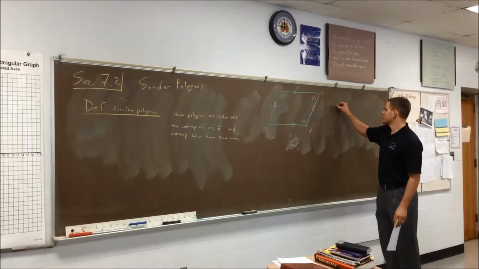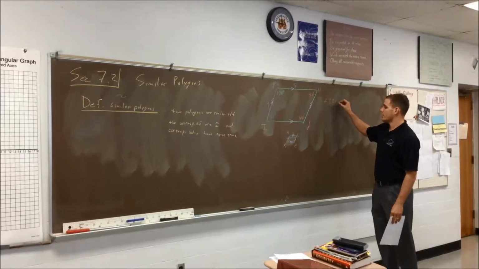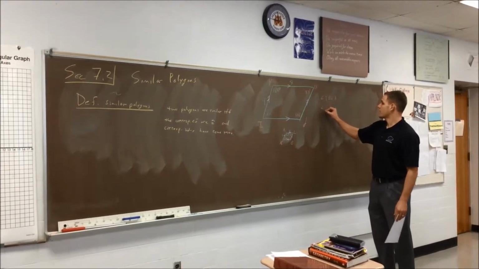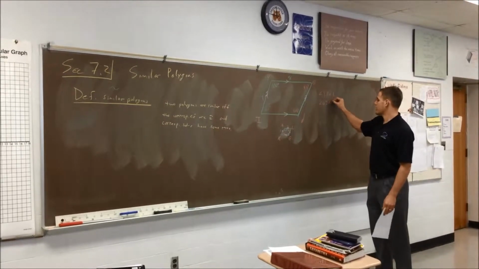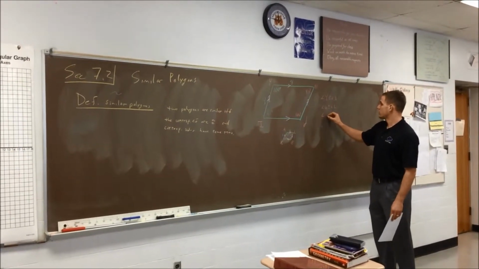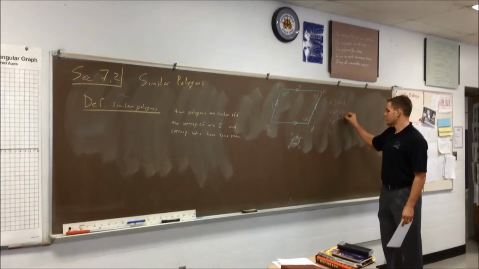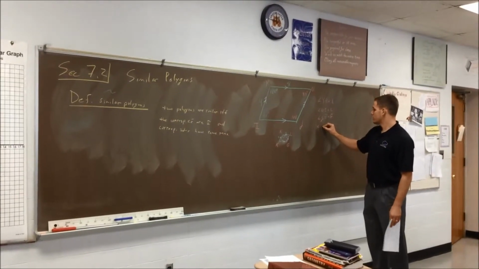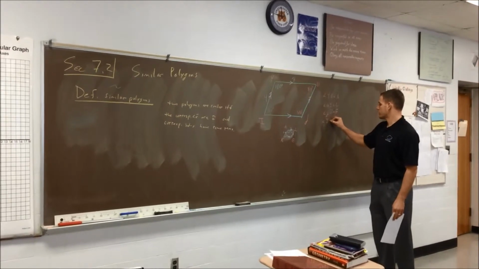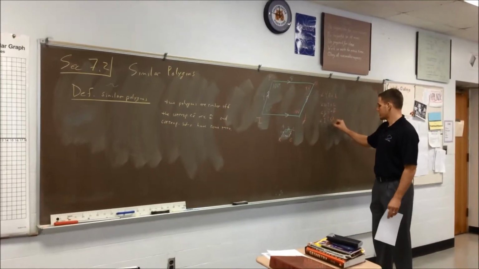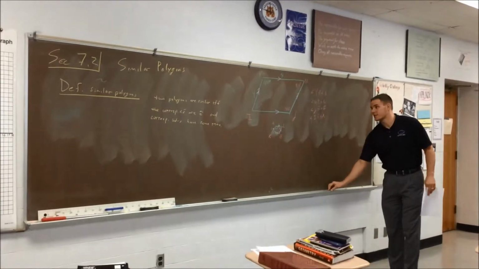Angle Y is congruent to angle A. Angle U is congruent to angle L. Angle A is congruent to angle E. Angle I is congruent to angle X. Yes, the corresponding angles are congruent.